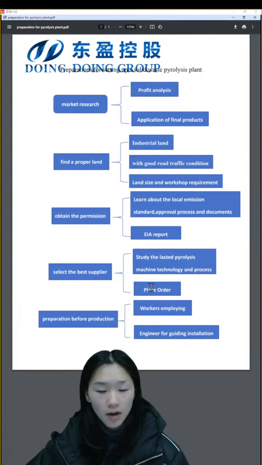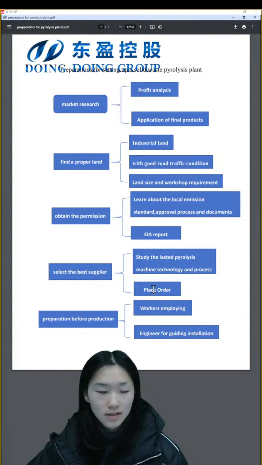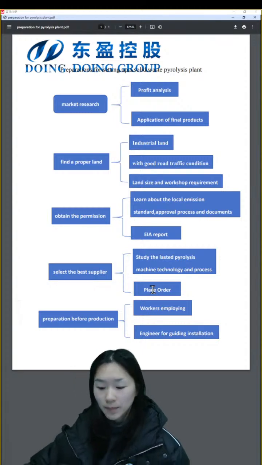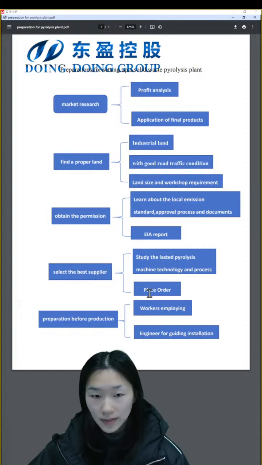If you like our pyrolysis machine and there is a reasonable price, you can place an order with us, and then you can wait for your pyrolysis machine. We will update you on the details of the production of your machine.